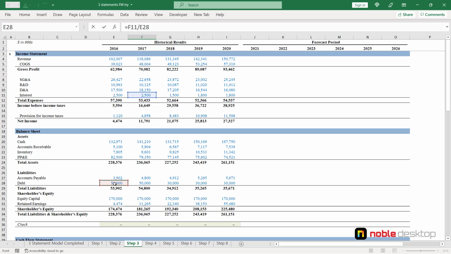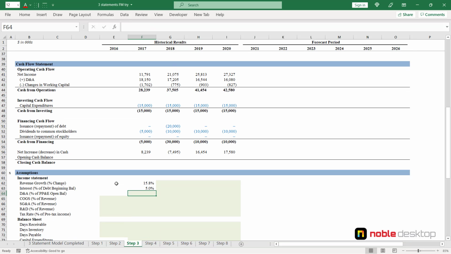Beginning balance is always equal to the ending balance, and we remember that in the balance sheet we have ending balance for the year. So ending balance for 2016 will be the beginning balance for 2017. That's why I grabbed the cell E28 here.